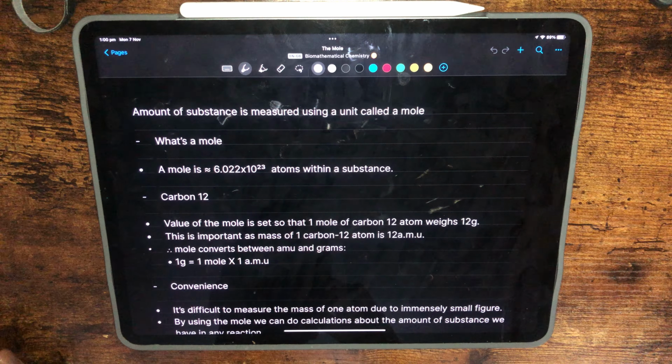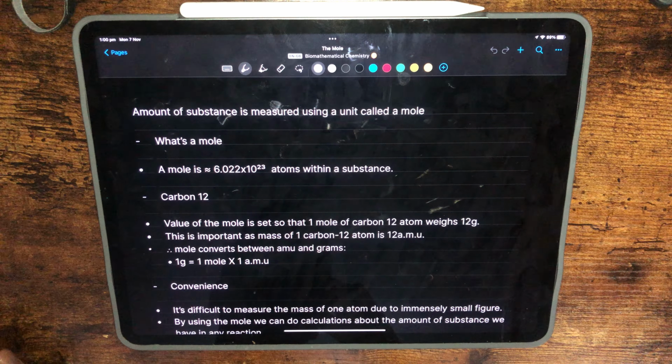What's a mole? A mole is approximately 6.022 times 10 to the power 23. This is a rough approximation, but for what you need in the exam, that's what they'll give you in the exam, and that's what you need to know. If they say otherwise, then use another number, but it's pretty much 6.022 times 10 to the power 23 atoms within a substance. So within 1 mole of a substance, there's that many atoms.